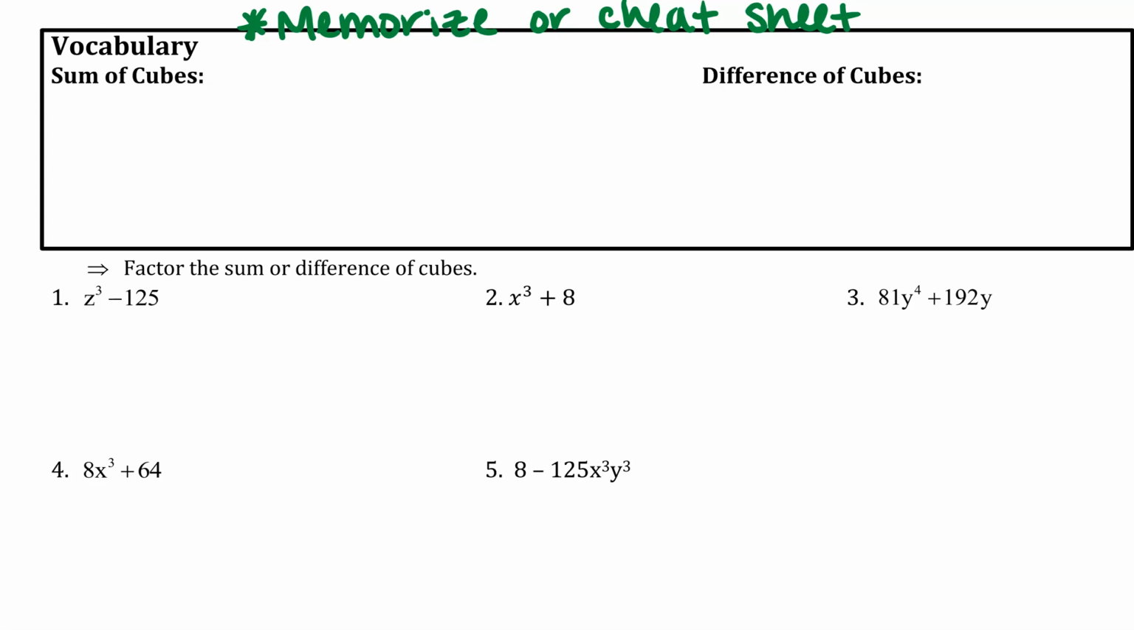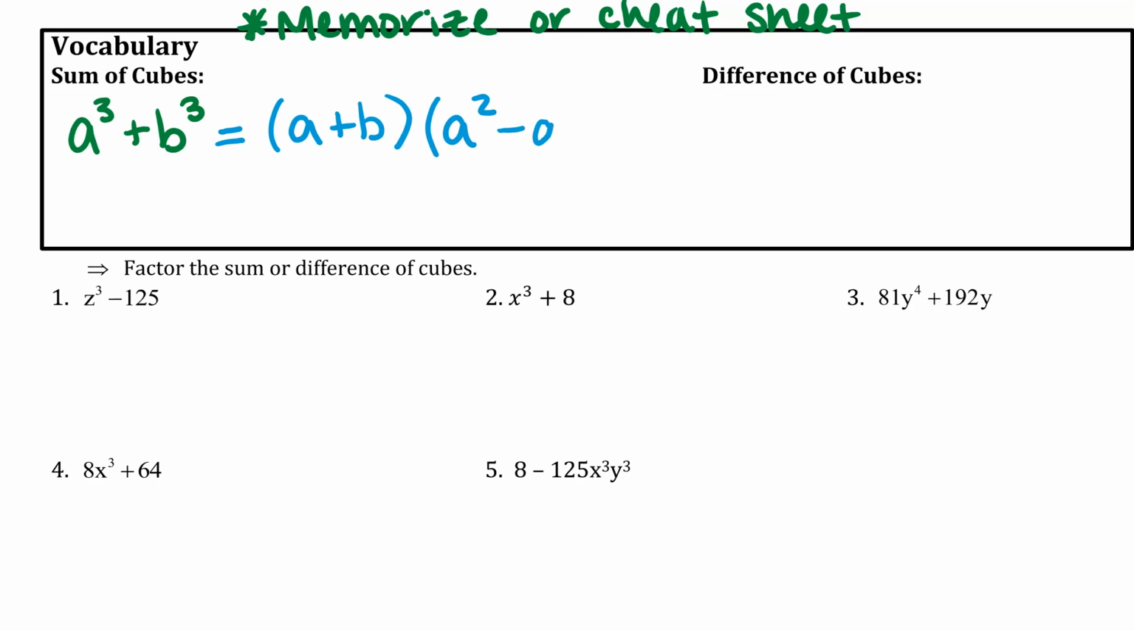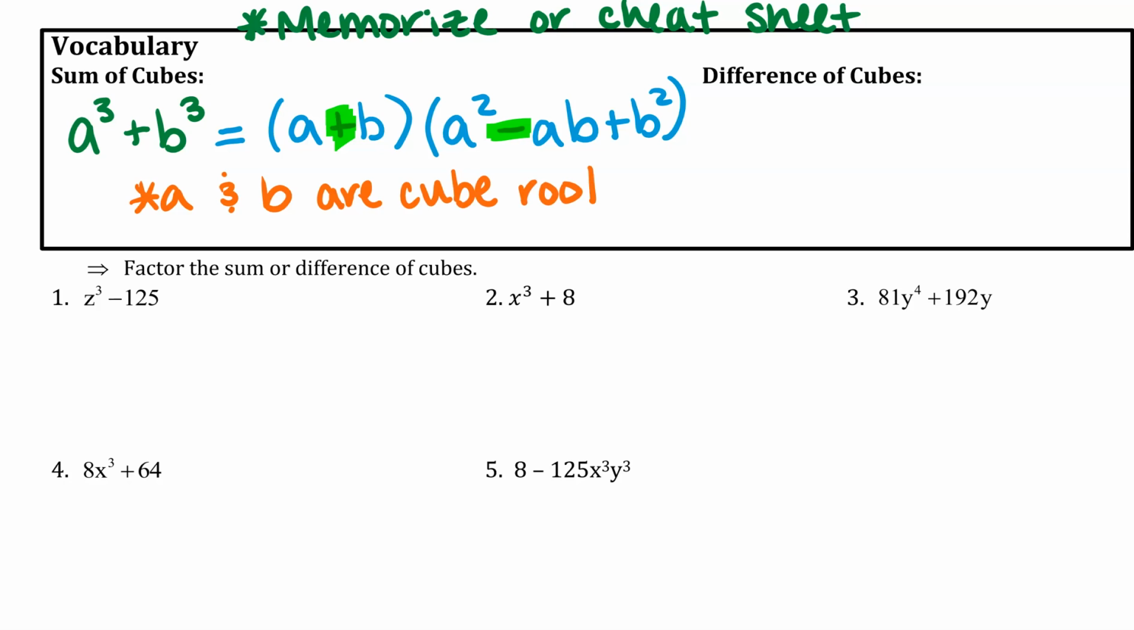So my sum of cubes. Let's pretend I have 2 numbers, a cubed plus b cubed. They will always factor to (a plus b) times (a squared minus ab plus b squared). Okay, so the sign in the first parenthesis is going to match. The sign in the second parenthesis is always going to be opposite. Now a and b are the cube roots of those perfect cubes, okay? So you have to think, okay, cube root of A, cube root of B, and then plug it in.